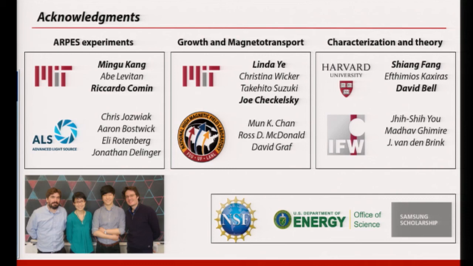The ARPES, so the angle-resolved photoemission experiments, which really provided us the opportunity to peek into the electronic band structure of the systems, were performed at the Advanced Light Source, at two beamlines, beamline 7 and beamline 12, the beamlines of Eli Rotenberg and John Denlinger. Transport measurements to look for signatures of the band structure in quantum oscillations were performed at the National High Magnetic Field Laboratory, and then we have a very important synergy with Harvard on both the characterization of these crystals in the laboratory of David, and also on the DFT front with the collaboration with the group of Efthimios Kaxiras.